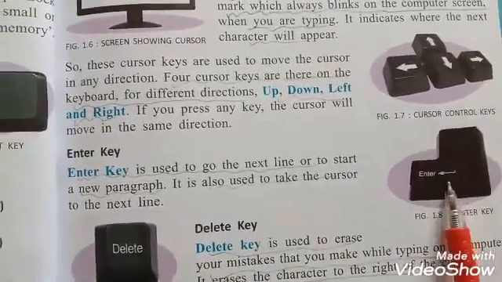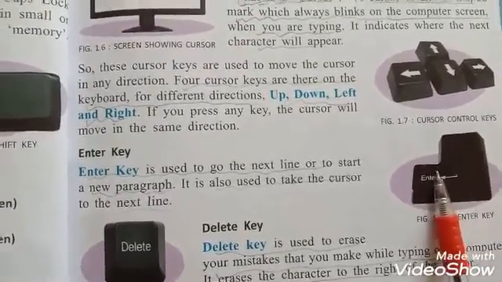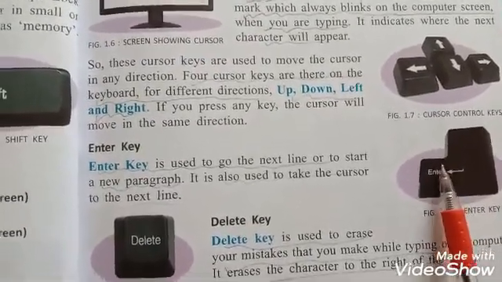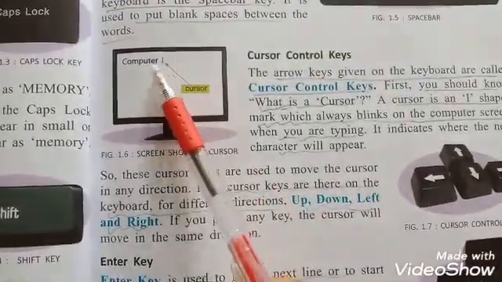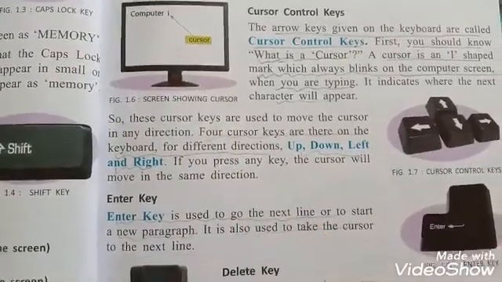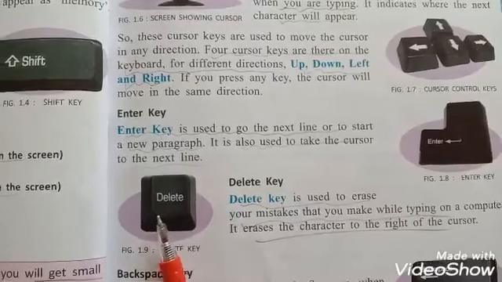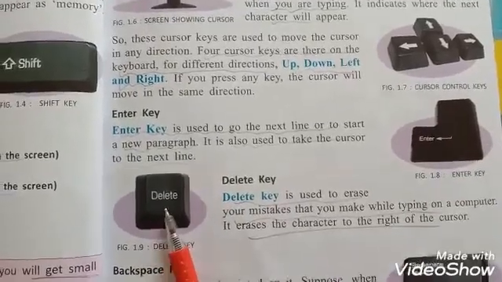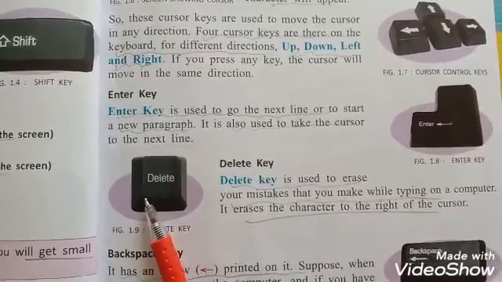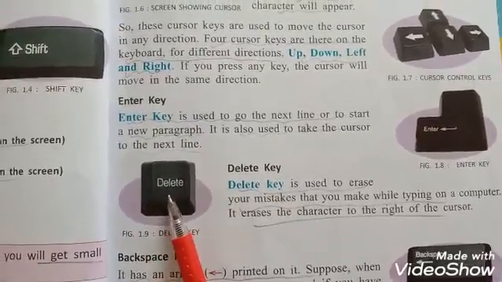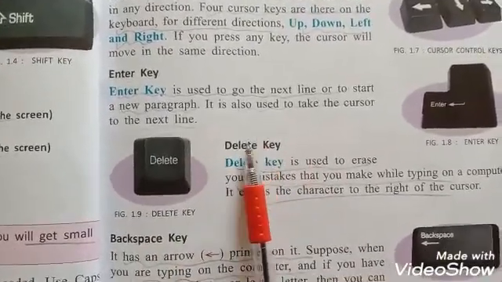Next one is enter key. Enter key is used to go to the next line or to start a new paragraph in the document. It is also used to take the cursor to the next line. Delete key is used to erase your mistake that you make while typing a word in your documents. And it is also used to erase the character to the right of the cursor.